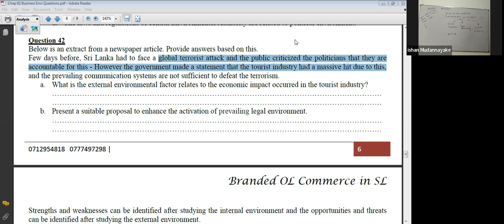Here, possible terrorist attack. And the public criticize the politicians that they are accountable for this. However, the government made a statement that the tourist industry had a massive hit due to this. And the prevailing communication systems are not sufficient to defeat the terrorism. Plus, external environmental factor related to economic impact occurred in this tourist industry.